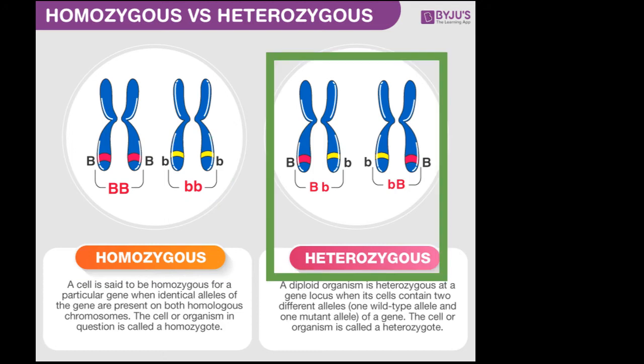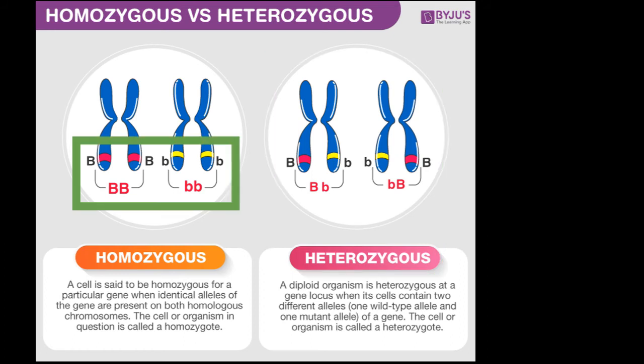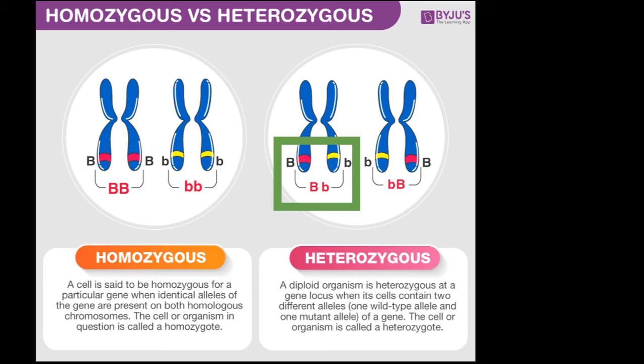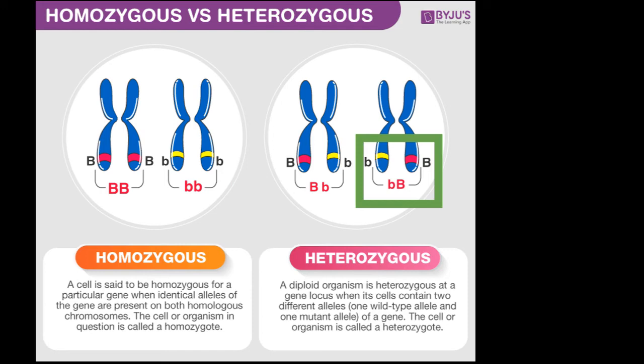On the right-hand side, we have heterozygous. Hetero means different. So here we can see they still have 2 versions of the B gene, but here we got a big B and a little b. And the other one's got a little b, then a big B. Doesn't matter which order they're in, technically, but that is heterozygous.